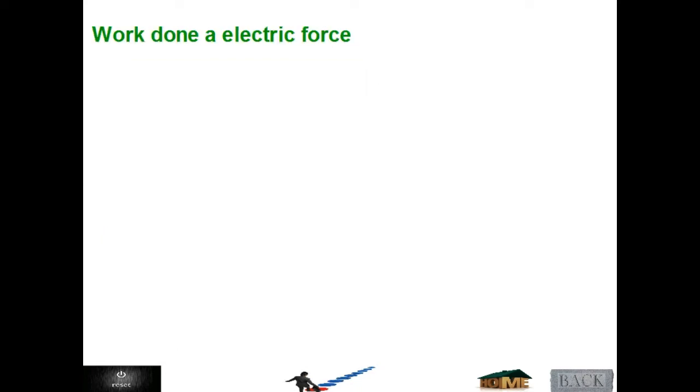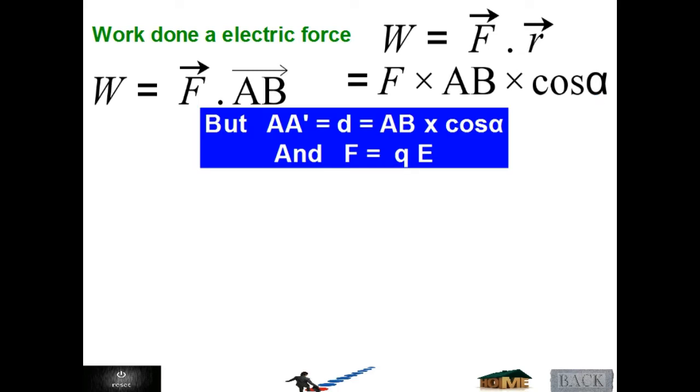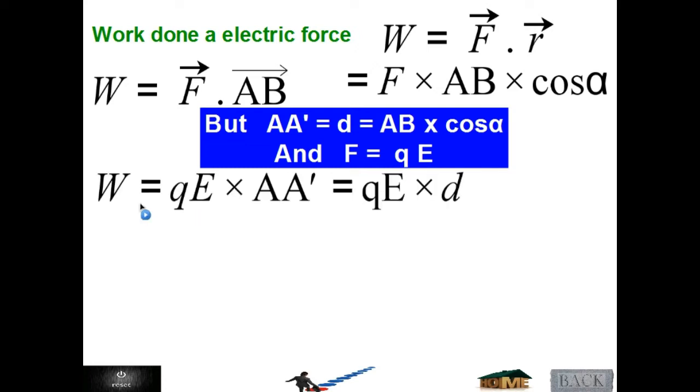Now we can write the expression of the work. As we all know, work equals force dot distance. Here the distance is AB, then work equals F dot AB. We can solve the dot product: F times AB cosine alpha. As we notice from the geometry of the figure, AB times cosine alpha equals AA prime. And also we know that F equals QE. So let us substitute them in the equation. We get QE instead of F and AA prime instead of AB cosine alpha. Thus work equals QE times d.